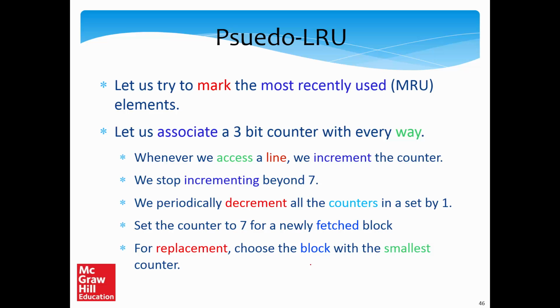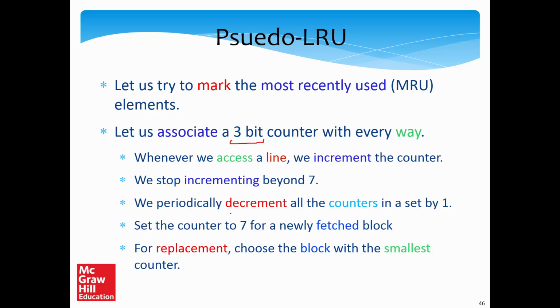So pseudo-LRU is like this. Let us try to mark the most recently used elements. Something that is not most recently used, we can think of as least recently used. Let us associate a 3-bit counter with every way. We'll augment an entry in the tag array to have an additional 3 bits. Whenever we access a line, we increment the counter and we stop incrementing beyond 7. So we'll assume that 7 plus 1 is equal to 7.